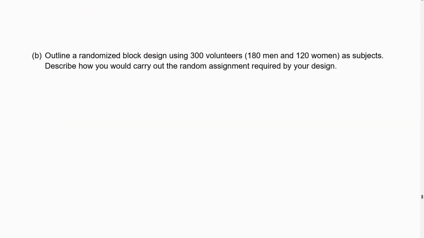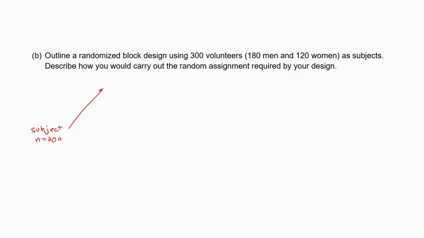So it says outline a randomized block experiment using 300 volunteers, 180 men and 120 women as subjects. Describe how you would carry out the random assignment for your design. All right. So let's start with, we have our subjects. And how many of them? There are 300 of them.